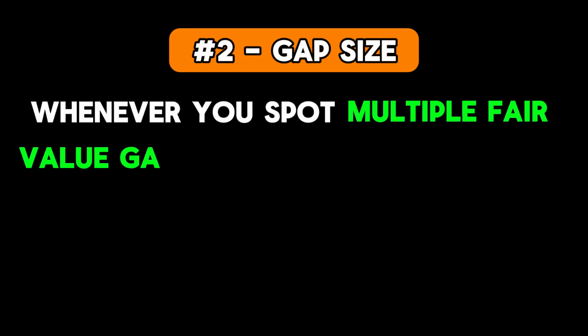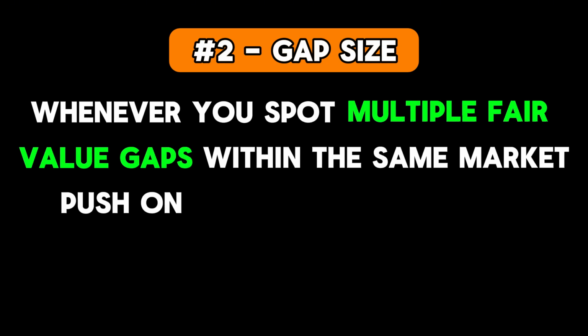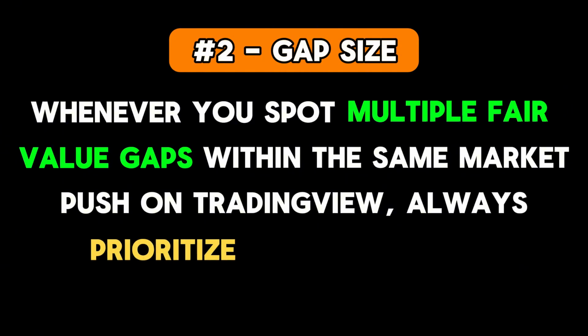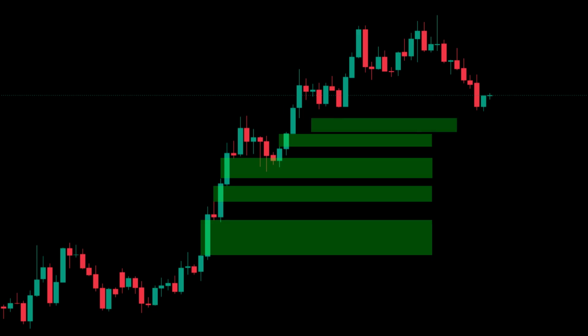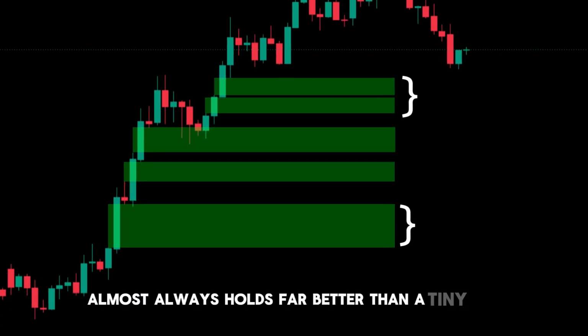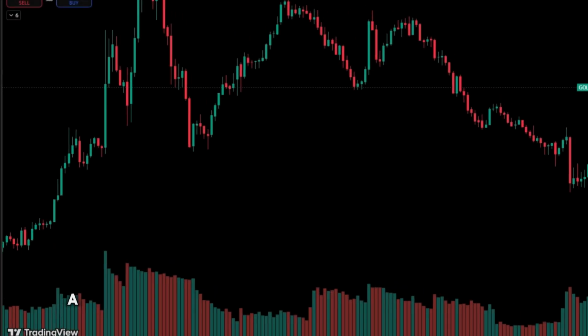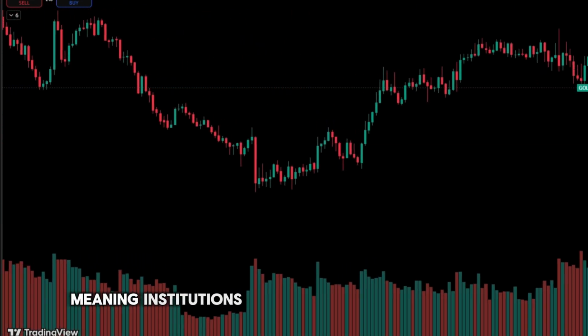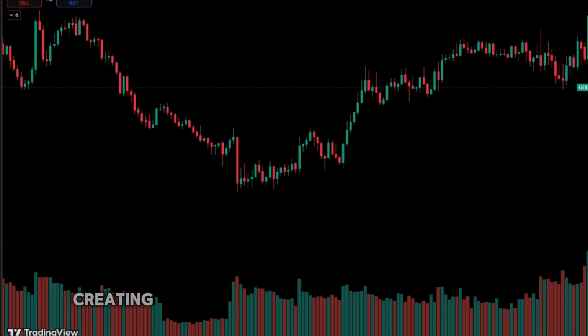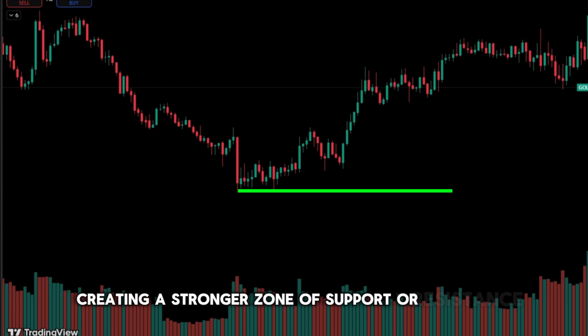The second filter is straightforward. Whenever you spot multiple fair value gaps within the same market push on TradingView, always prioritize the larger ones. A wide, expansive fair value gap almost always holds far better than a tiny one, because it represents a much heavier imbalance between buyers and sellers, meaning institutions entered with significant volume, creating a stronger zone of support or resistance.